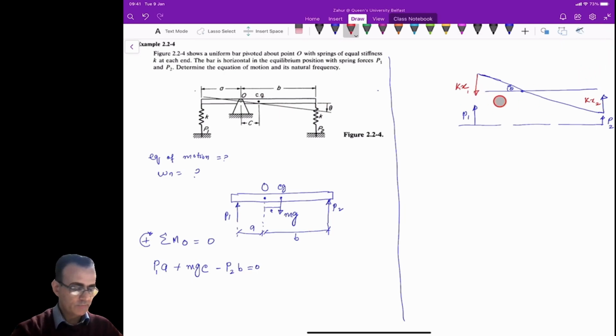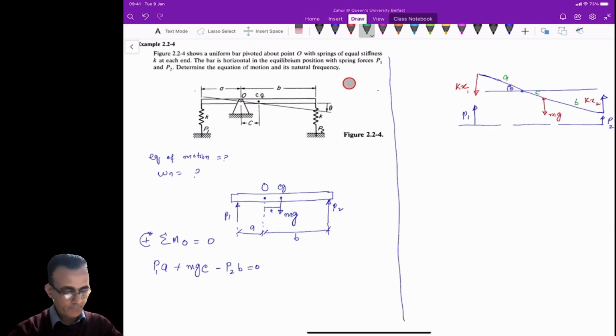Okay, so this is the new free body diagram, and the mass is here, mg. The distance from here to here is a, and here is b, and here is c. Okay, so now we want to write the equation of this system here, but first we will represent this x1 and x2 in terms of a, b and theta.